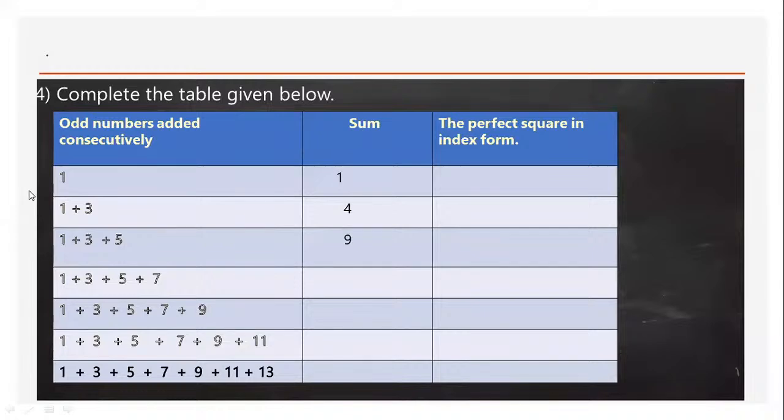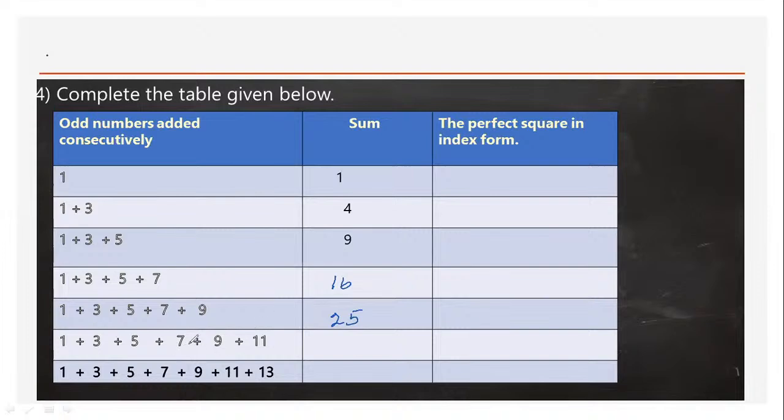Right. Complete the table given below. Right. If you add consecutive odd numbers like this, we can obtain the square numbers. 1 and 3, 4. 1 plus 3 plus 5, that is 9. 1 plus 3 plus 5 plus 7, that is 16. 1 plus 3 plus 5 plus 7 plus 9, that is 25. 1 and 3, 4, and 5, 9.